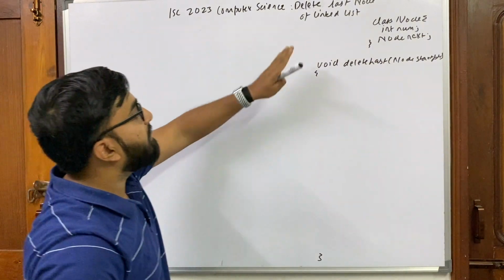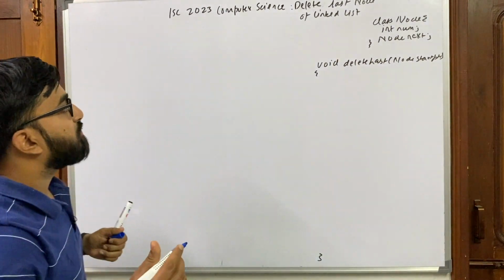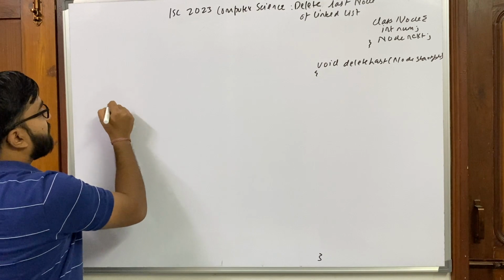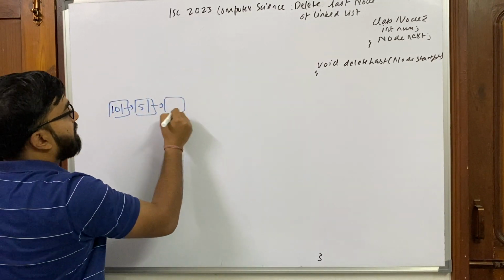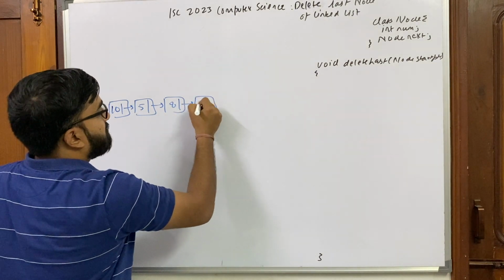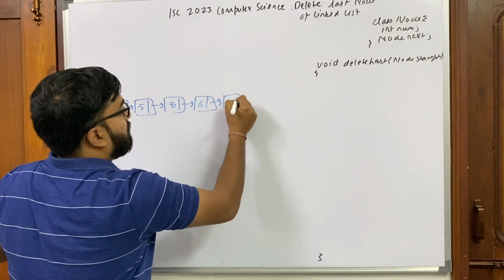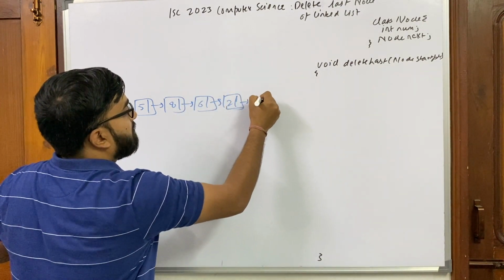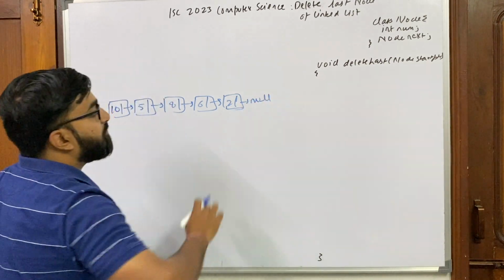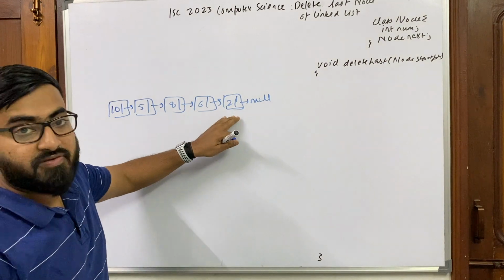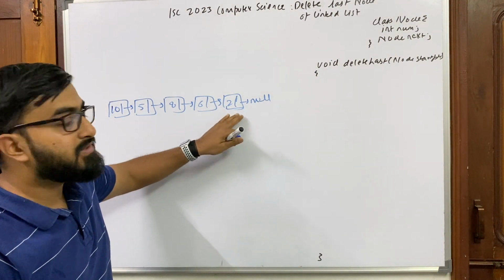So we have to delete the last node of a linked list. Let me take a sample linked list. So if I say 10, 5, 8, 6, 2 and null. The next of the last node is going to be null. This is standard in a linked list and this is what defines the end of the linked list. This is what defines the last node.